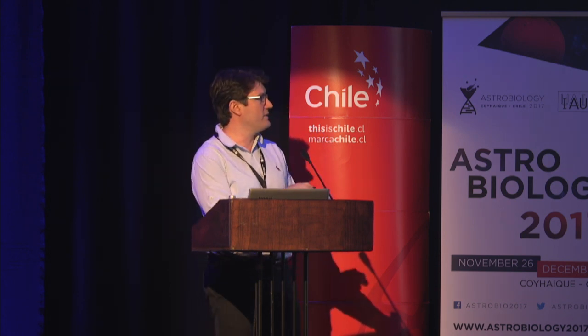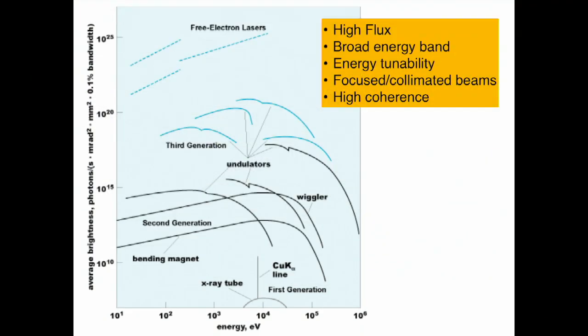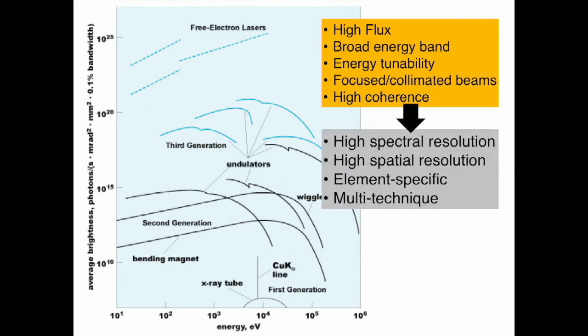So we have high flux, we have a broad energy range, we have the possibility to tune the energies to study specific elements, we can focus the beam, and we have high coherence, so it's like a laser in many senses. This gives us high spectral resolution, high spatial resolution, it can be elemental specific, and we can apply multiple techniques for the characterization.